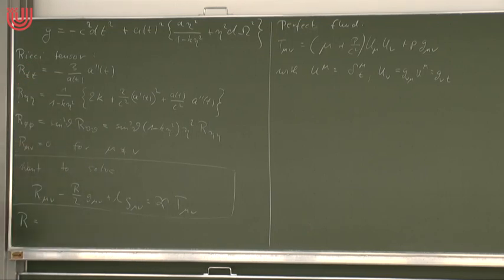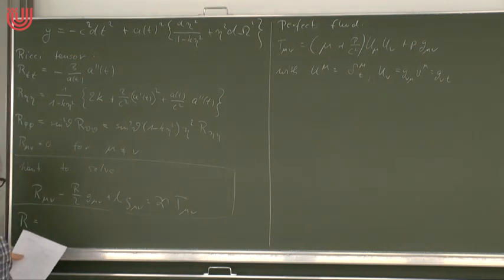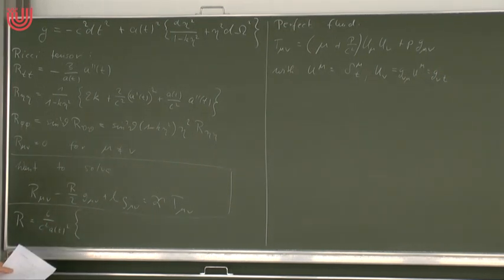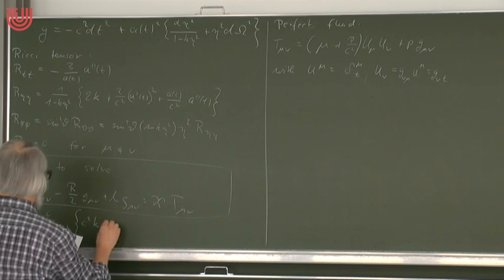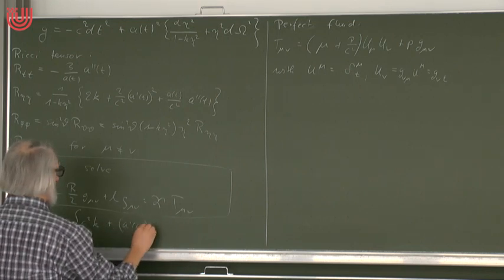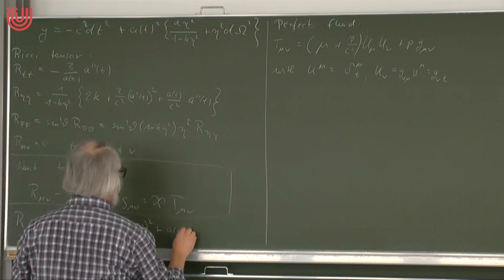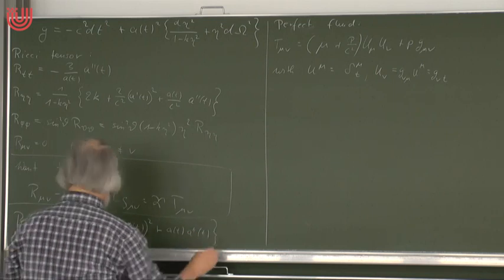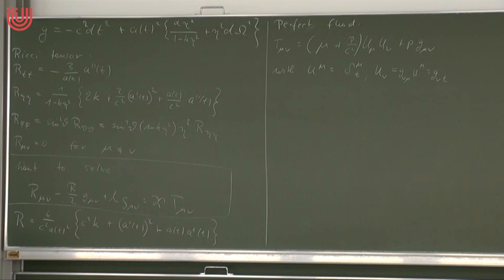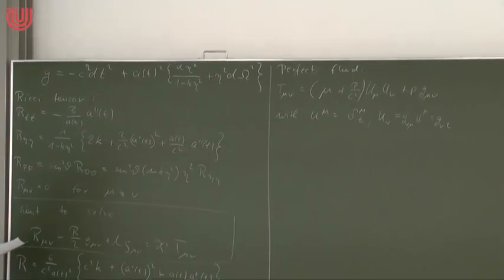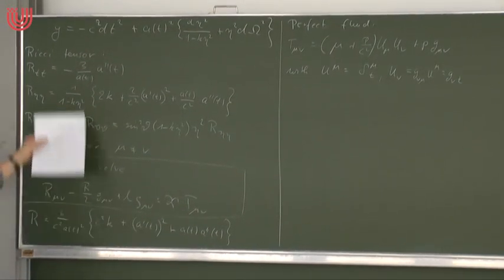You take the trace with the metric, you invert the metric, which is easy because it's diagonal. You calculate the Ricci scalar, and then you get 6 over c squared a of t squared, times c squared k plus a prime of t squared plus a of t times the second derivative. Yes, that's it. Okay. So this gives us the left-hand side. Here are all the components of the Ricci tensor, the Ricci scalar, and the metric is written up there.